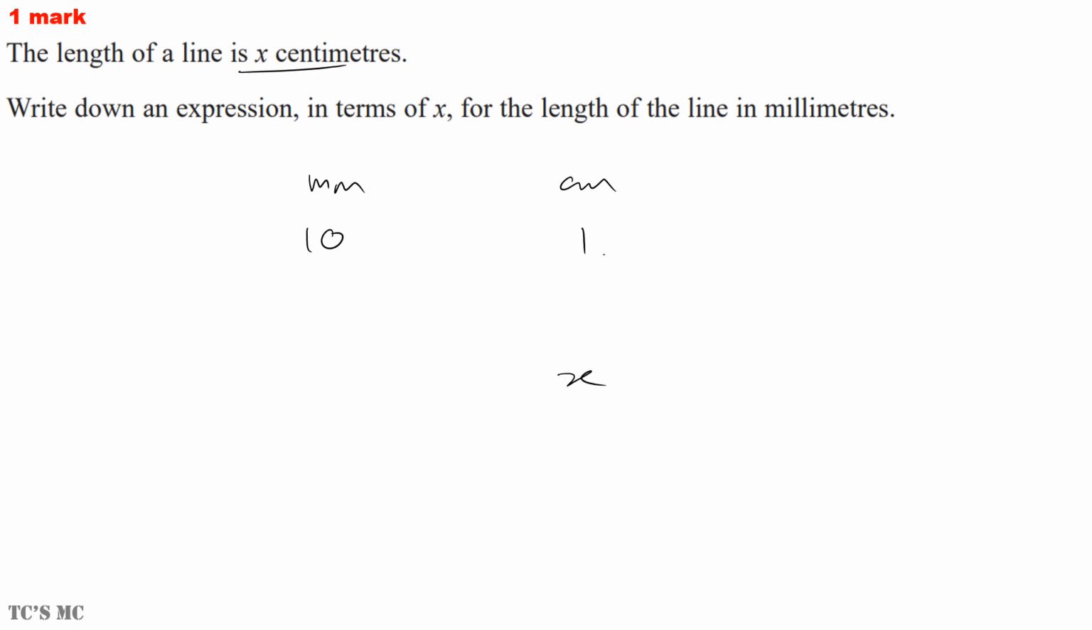Now, if I decide to go downwards, I need to do 1 multiplied by x to get me x. So I'm going to do the same over here. I'm going to multiply by x, and that should get me 10x, and that is the answer. It is, of course, a 1 mark question, so you don't need to do all of this sort of setting out and layout. You can just say 10x.